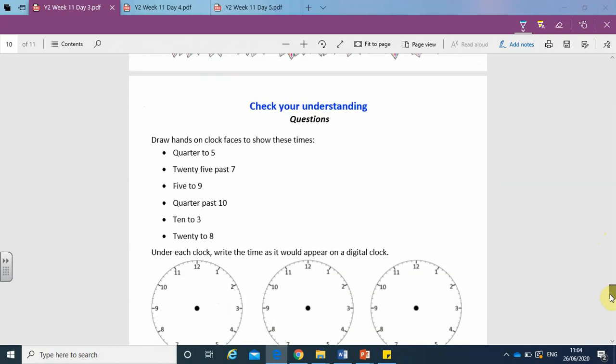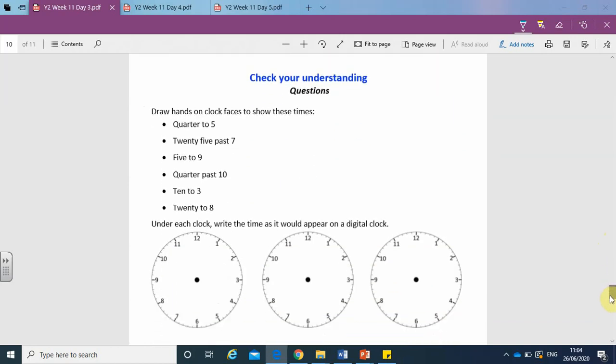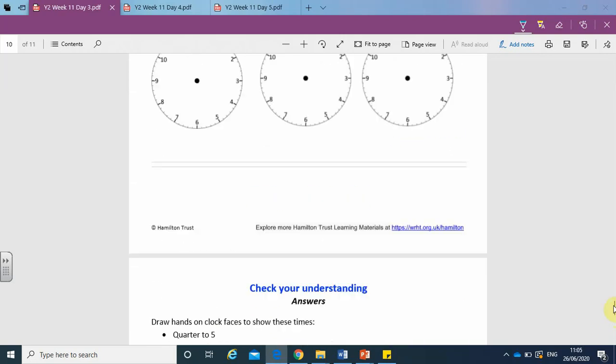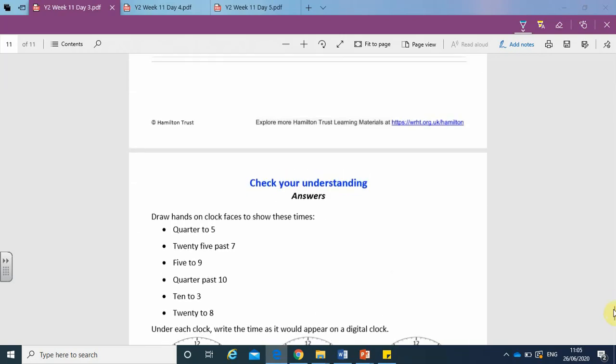And then check your understanding. So again, it links to all of our previous learning. Use that information if you're unsure. Go back and have a look. That should help you on these. All you're doing is drawing clock faces and putting on these times. And if you want to have a look, the answers are below.